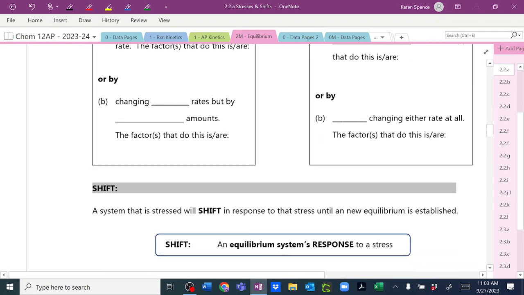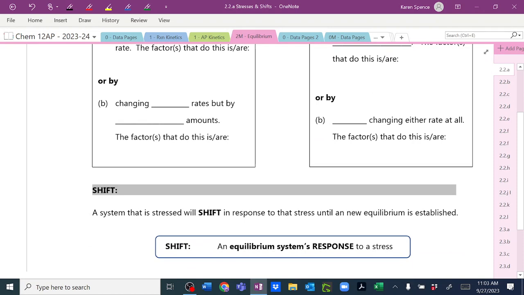Okay, we're going to skip this because we just did that. You can try and fill it in later, as a review, to think about it.